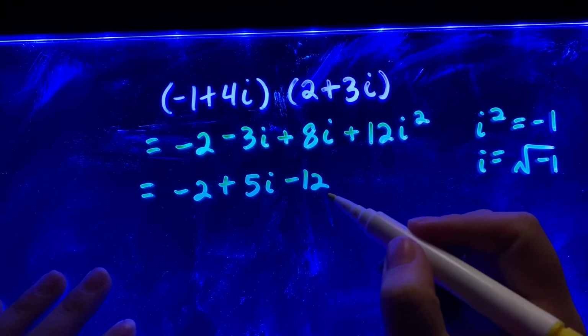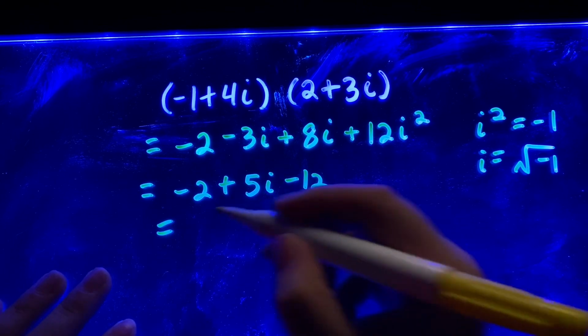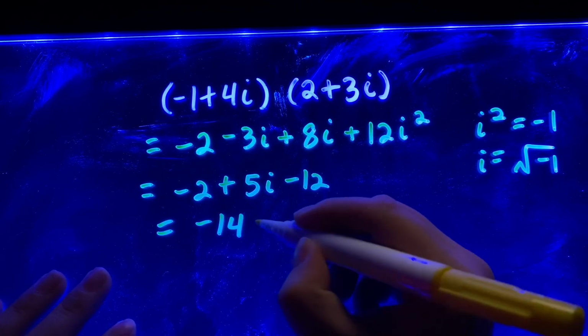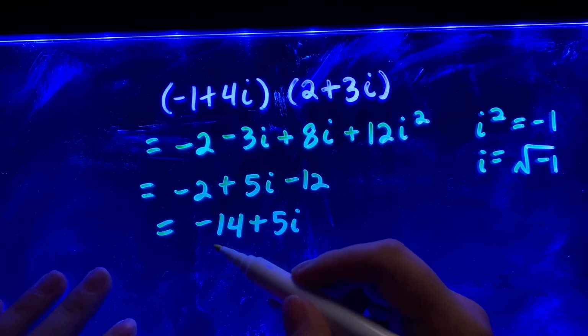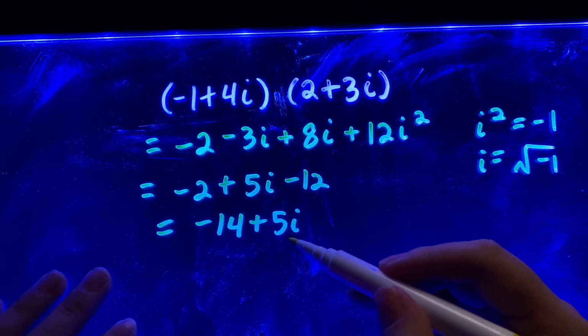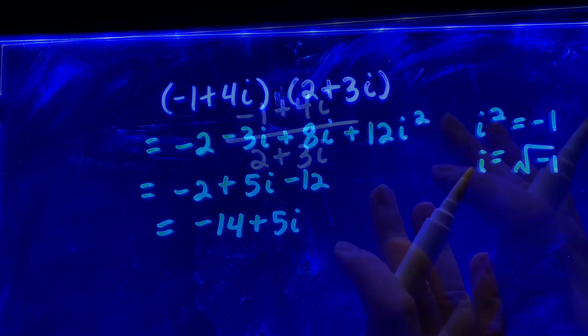Real parts, -2 minus 12. Yes, -14, plus 5i. Done. Real part, -14. Imaginary part, 5i. Good. FOIL is your friend.